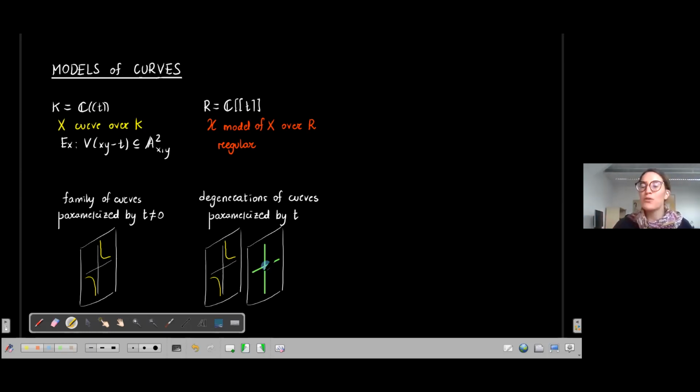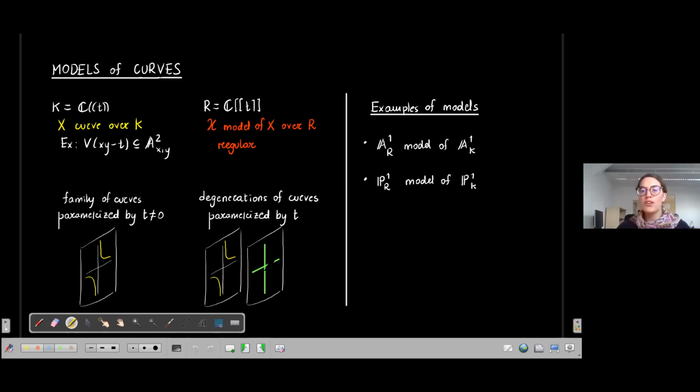Let me give you two or three examples of a model so that you have more intuition on what kind of object we are working with. The first model you can consider is, for instance, the affine line. You can define the affine line both over R and over K, and then the affine line over R will automatically be a model of the affine line over K. And the same for the projective space. So these are the first examples you can keep in mind.